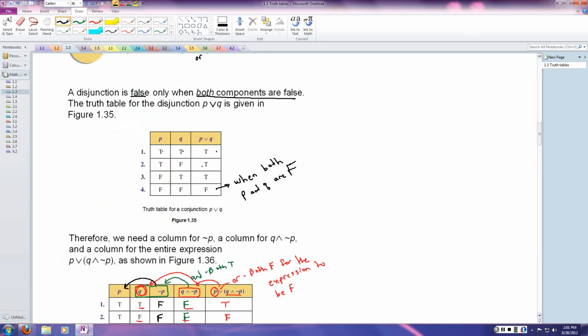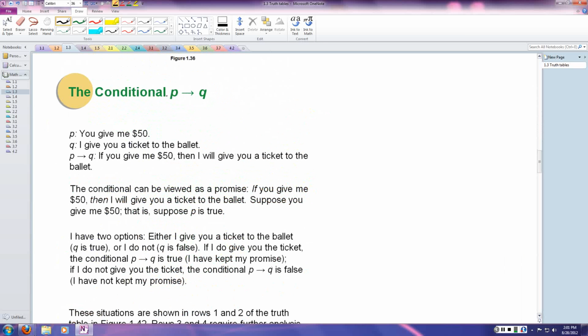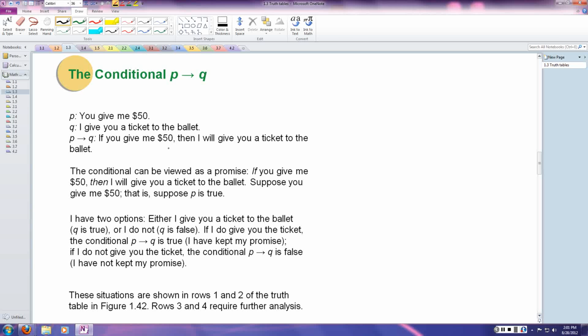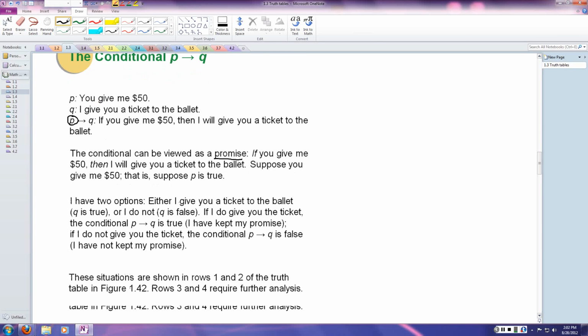The conjunction and disjunction. The next thing we're going to talk about is the conditional. So your PowerPoint goes to this example. You give me $50 and I'll give you a ticket to the ballet. So we can view this as a promise. So I'm saying, I promise if you give me $50, I'll give you a ticket to the ballet. So we have two options. So either I give you a ticket to the ballet or I don't. You either give me $50 or you don't.